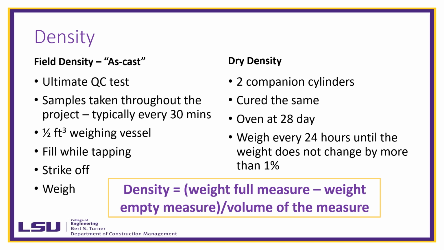Now your dry density uses 2 companion cylinders that you make at the same time as your compressive strength cylinders. You cure them exactly the same, and then you put them in an oven at 28 days. You weigh them every 24 hours until the weight doesn't change by more than 1%.